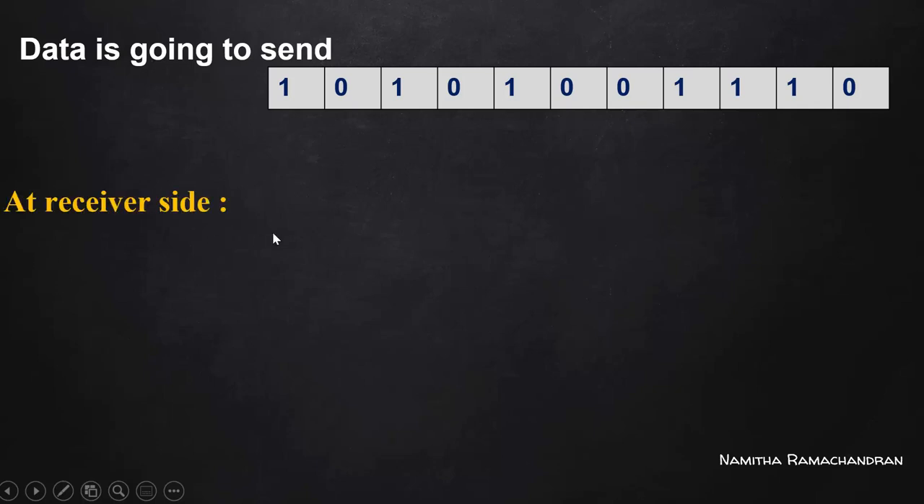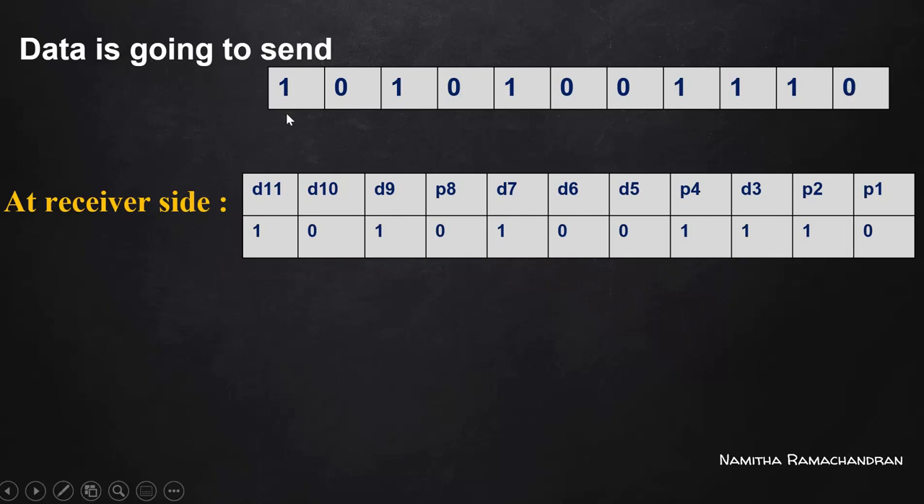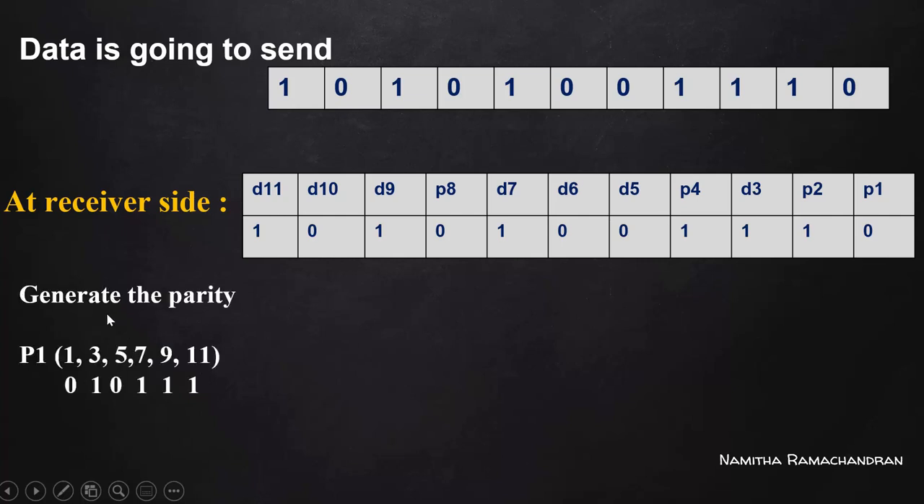Okay, so at the receiver side, suppose this data is received without any error. The same data is received at the receiver side without any error. So consider this is the situation. In that case, what we want to do at the receiver side, we need to consider the locations for this P1. That means the locations with the least significant bit position with value 1.